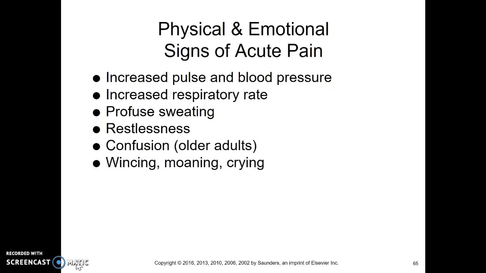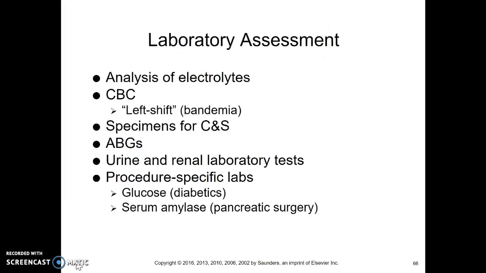These are physical and emotional signs of acute pain that we talked about the other day. Of course, the increased pulse and blood pressure, increased respiratory rate. Sometimes patients will be having profuse sweating, restlessness. Older adults may get very confused. Nonverbal people may be wincing, moaning, and crying.